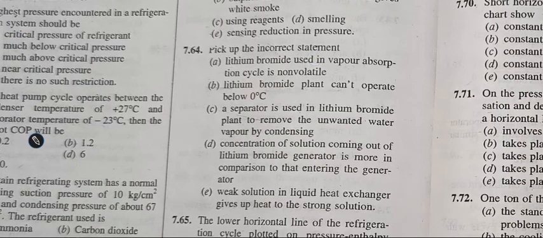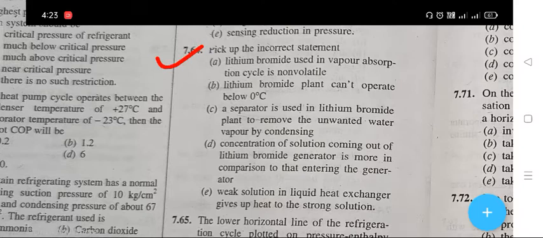Next question is, pick up the incorrect statement. The right answer is C. A separator is used in a lithium bromide plant to remove the unwanted water vapor by condensing.